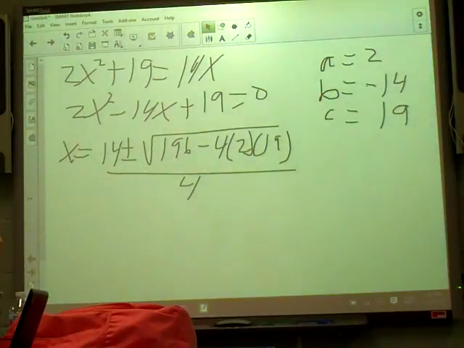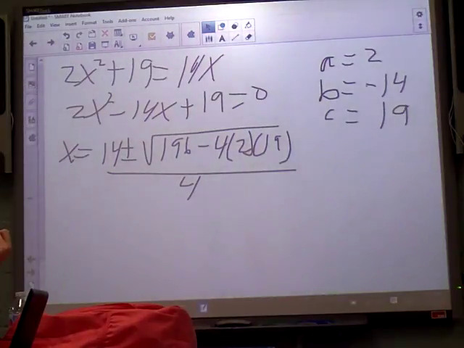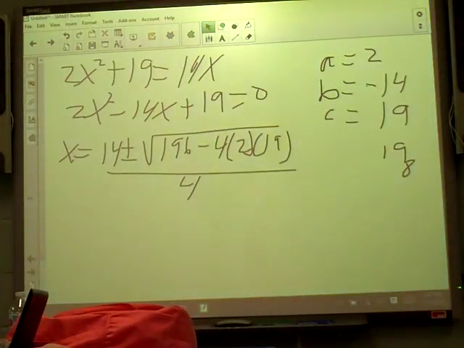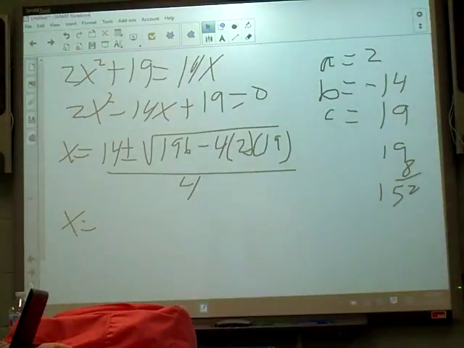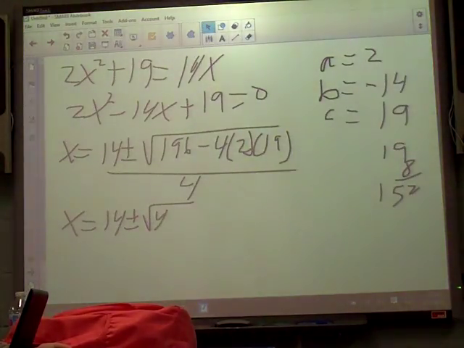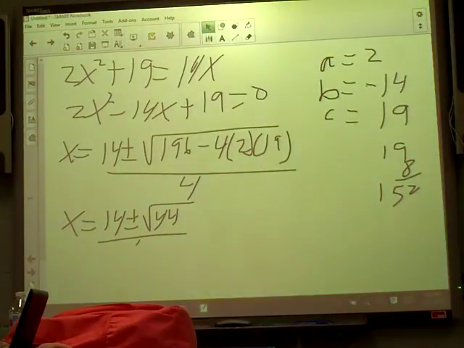4 times 2 is 8. 8 times 19. Anybody know what 8 times 19 is? 152. Is that right? So I got to figure out what 196 minus 152 is. 44. Should I get a 44 underneath the radical? So I got x is 14 plus or minus the square root of 44 all over 4.